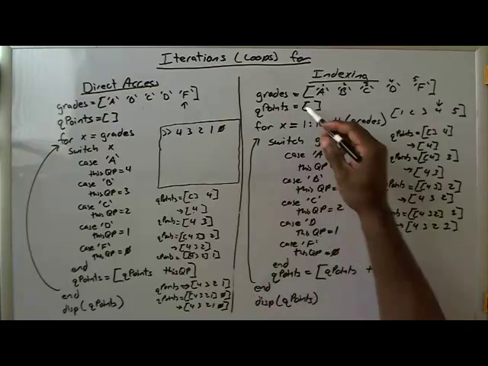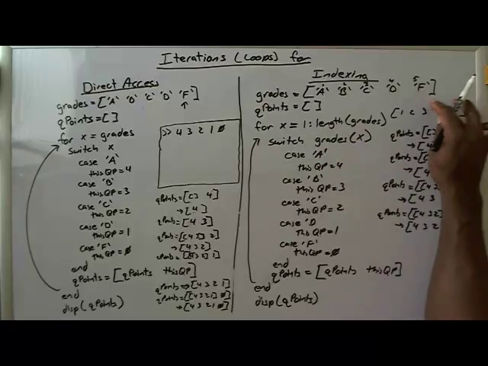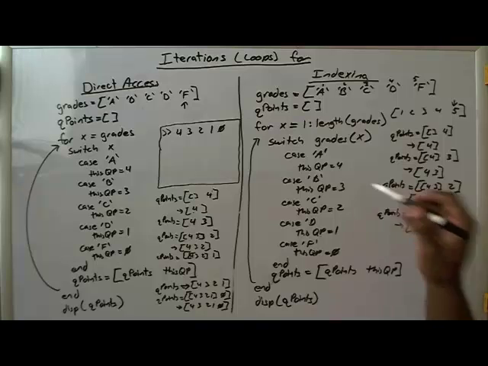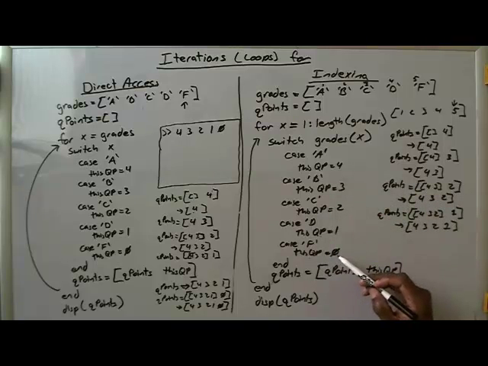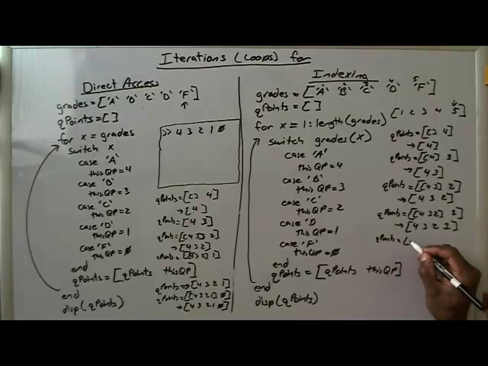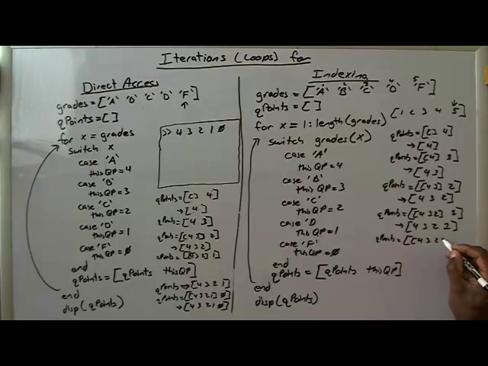I just go back up here. X is now its next value, which is 5. Grades indexed at 5 is F. Case F is this QP is now 0. So Q points equals the old vector 4, 3, 2, 1, concatenated with the present value of this QP, which is now 0.